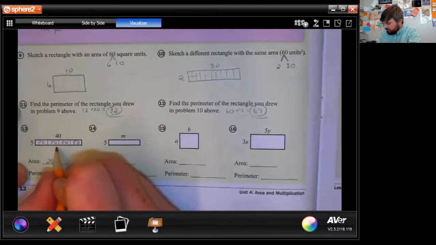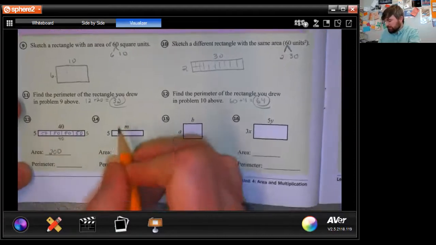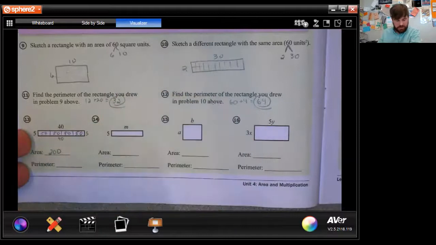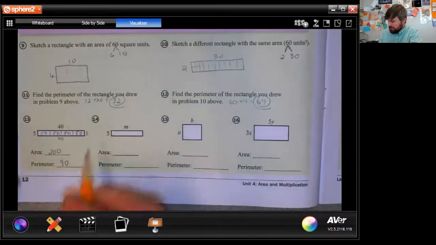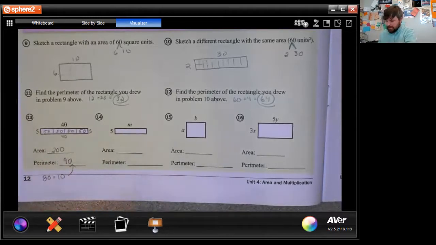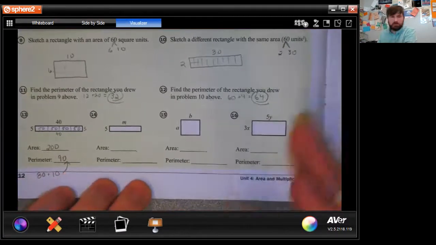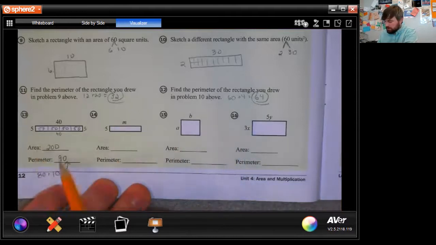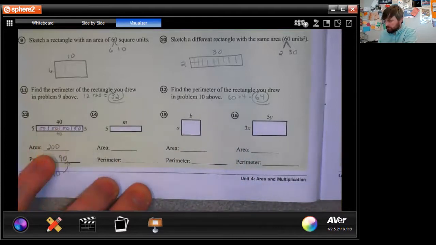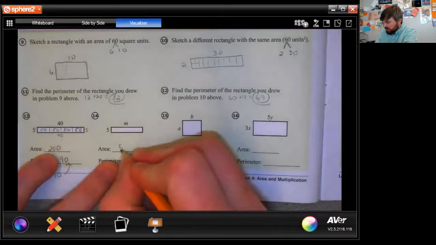You got 40 and 40, and then 5 and 5. So 40 and 40 is 80, and 5 and 5 is 10, so 80 and 10 is 90. If you need to write that stuff out, 40 and 40 made 80, plus 5 and 5 is 10, and that gives you the 90. Please do so. Now here's where it gets a little bit tricky: we're going to start putting letters in here. But it's no different than what we did here. To get 200, we took 5 times 40. So here, to get the area, we're going to take 5 times m, and we're going to get 5m.